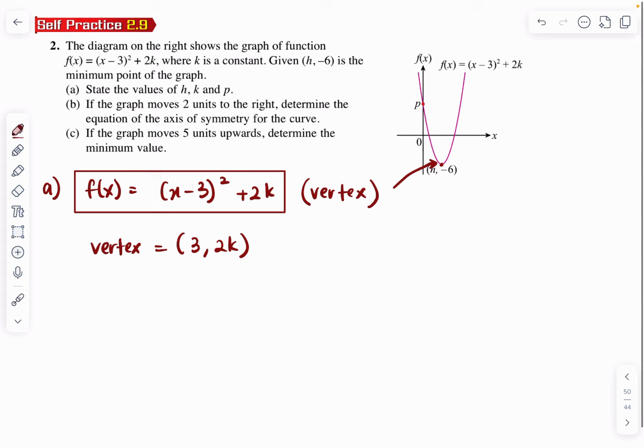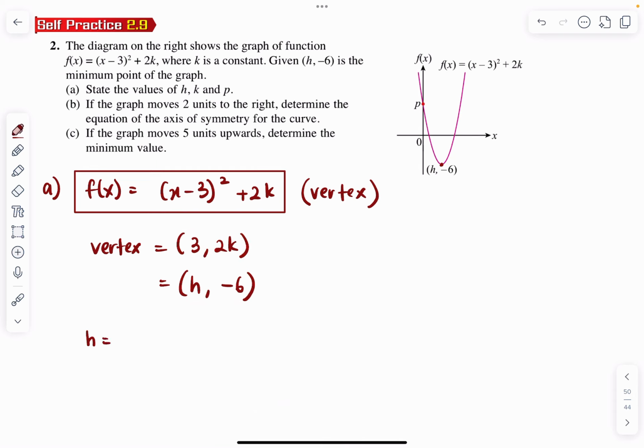And according to the question, our vertex is h, negative 6. So from here we can just compare. H is this and this is this. So we can say h equals 3 and 2k equals negative 6. Therefore k is negative 3. Okay, h and k done.